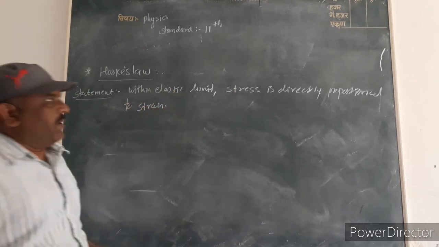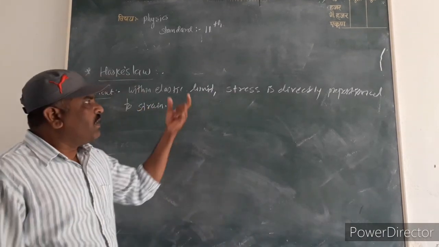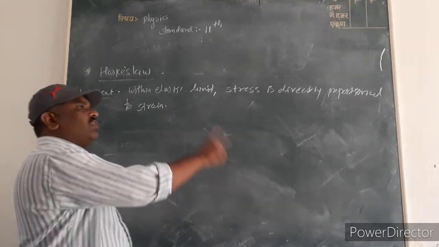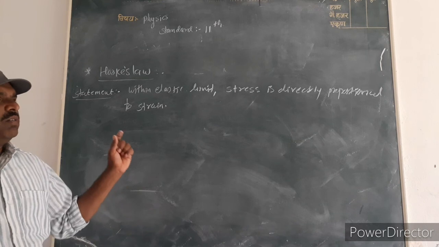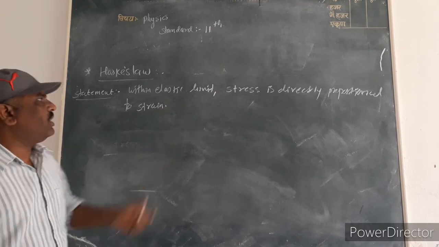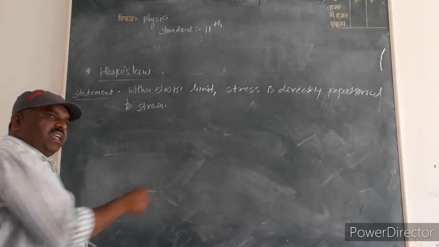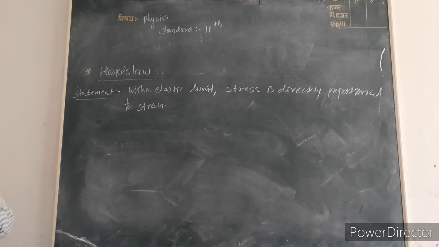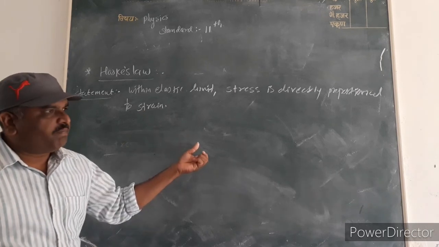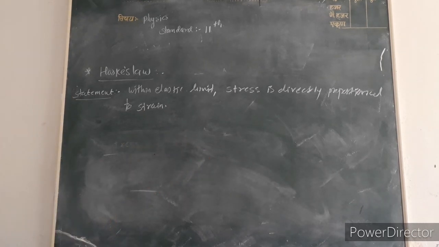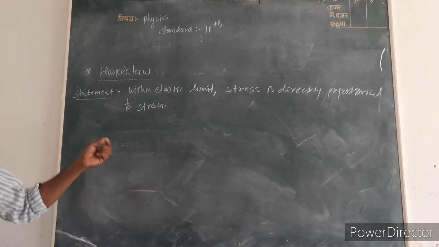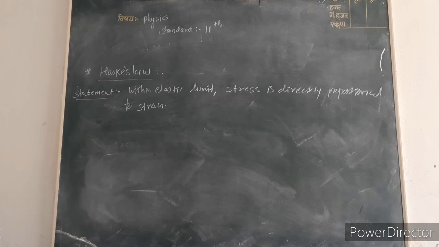Within elastic limit, stress is directly proportional to strain, but beyond elastic limit this is not true. This is true when there is some limit called elastic limit, or within elastic limit the stress is directly proportional to strain, and stress divided by strain is equal to a constant, and that constant is called modulus of elasticity. And modulus of elasticity is defined as the ratio of stress to the strain.